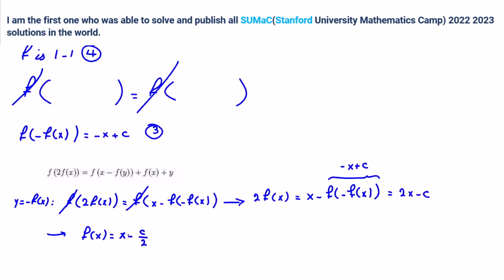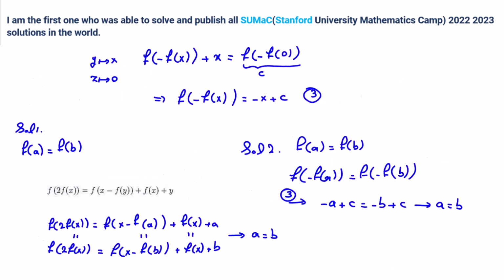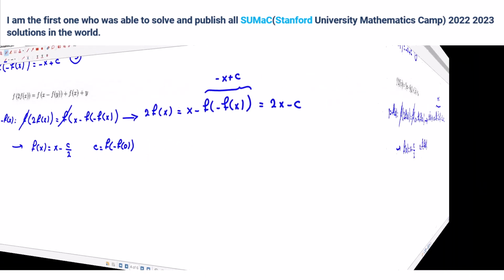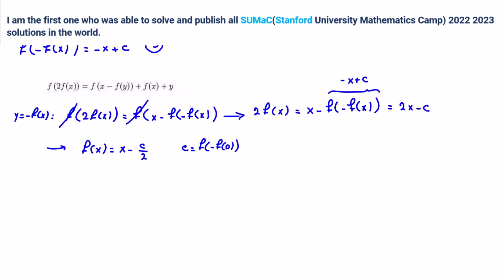Now try to solve. Remember c was f of negative f of 0. Now try to solve the rest. I got f of negative f of 0 equals f of negative f of y plus y, but now I'm kind of stuck. Because we don't want fractions, we can say this is x plus k, where k is negative c over 2, right?